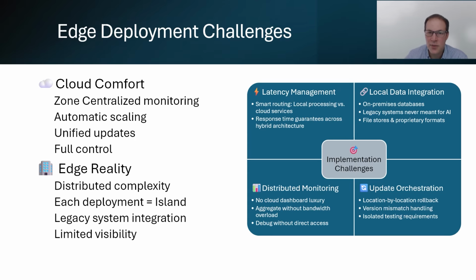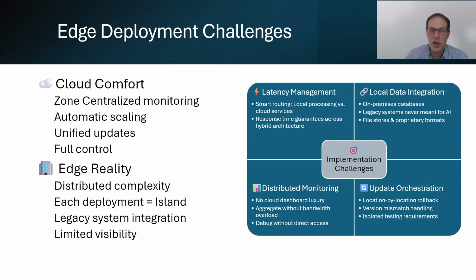Monitoring is especially painful. You cannot just check a dashboard. You need distributed logging that aggregates data without killing bandwidth, detects struggling or offline agents, and provides debugging when you can't access production directly. It's really hard to debug an agent that's running on a customer server you'll never touch. And think how hard it is to gather the data and the feedback that you need to actually maintain your agent to be productive and of high quality.